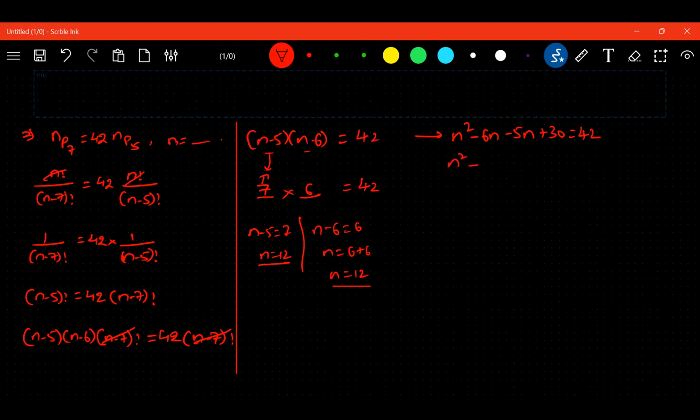42 will go to that side. So n square minus 11n plus 30 minus 42 is equal to 0. So n square minus 11n plus 30 minus 42 is what? Minus 12. n square minus 11n minus 12 is equal to 0. Now we have to do factorization.